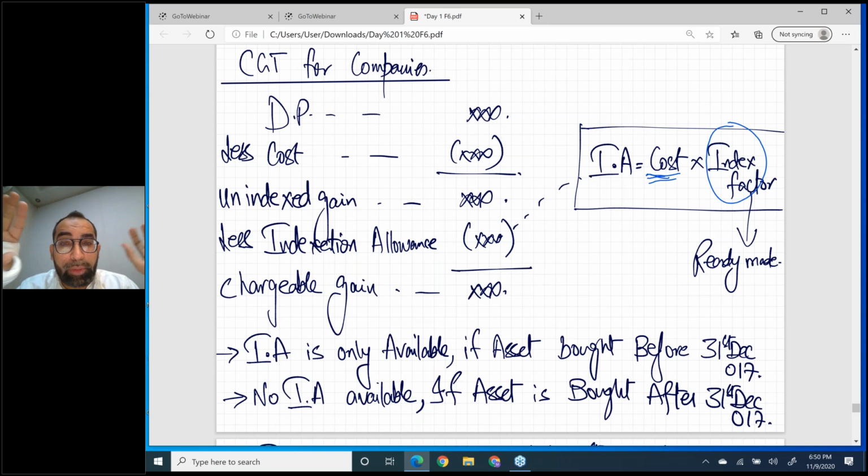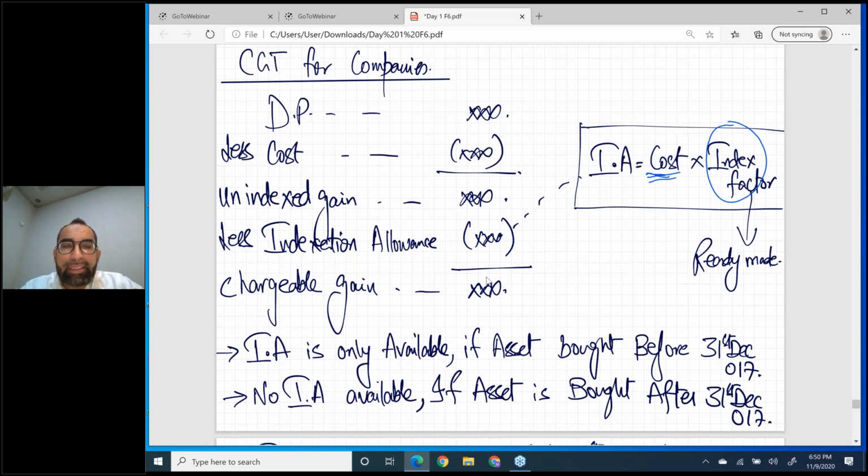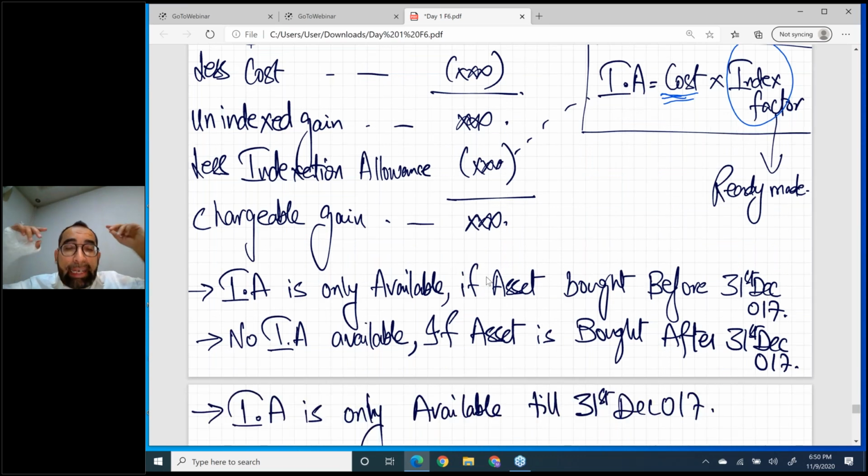But one more thing which you must remember. Indexation allowance, IA, means indexation allowance. Read my slides. Indexation allowance is only available if the asset is bought before 31st December 2017. If you have bought the asset after 31st December 2017, then you are not eligible for indexation allowance. So don't forget this thing.